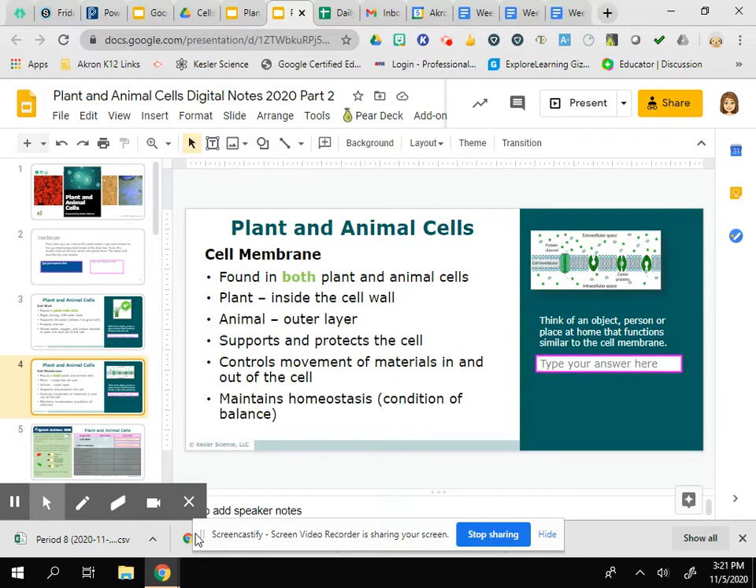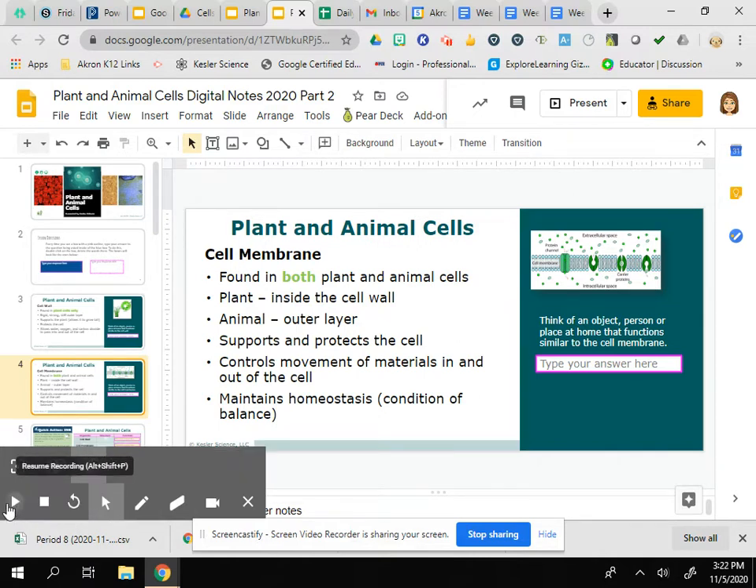Now we're going to talk about the cell membrane. This is found in both plant and animal cells. In a plant, it's found just inside the cell wall. In an animal, it is the only layer, the outer layer. The cell membrane also protects and supports the cell, but its main function is the second bullet from the bottom.